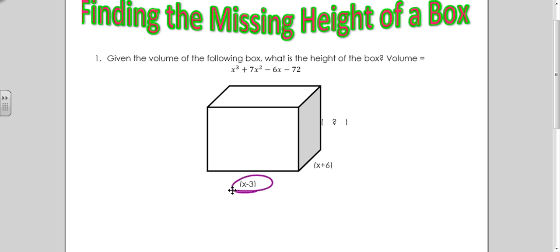So we have x minus 3 and x plus 6. You can FOIL or you can use the box method. I'm going to use the box method. We have x and 6, and we have x and a negative 3.